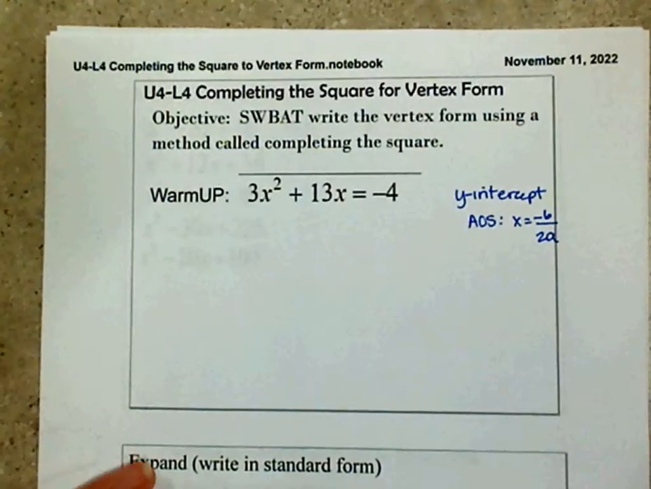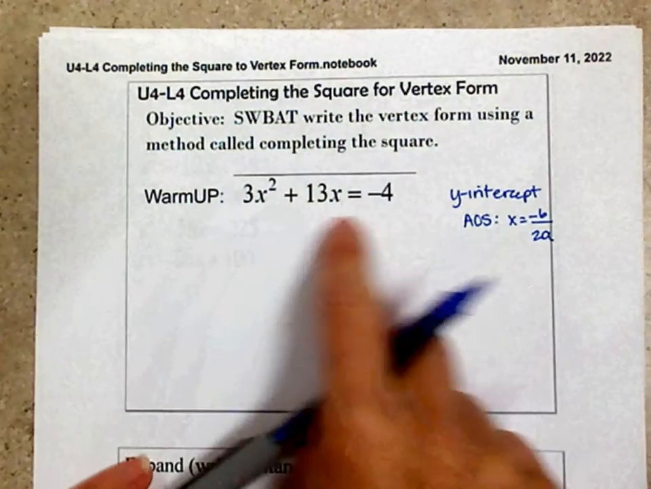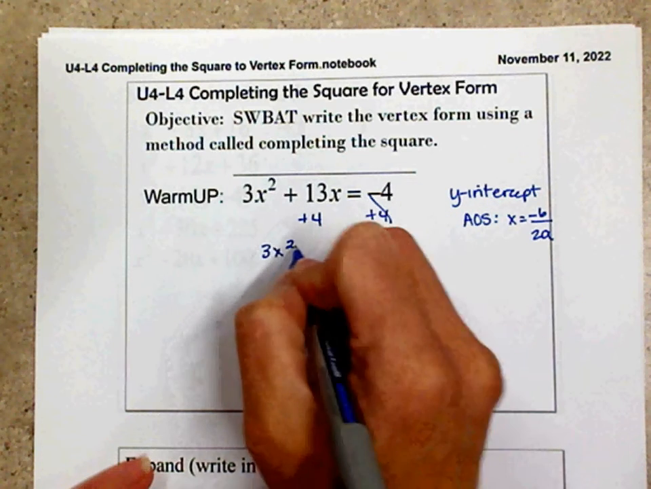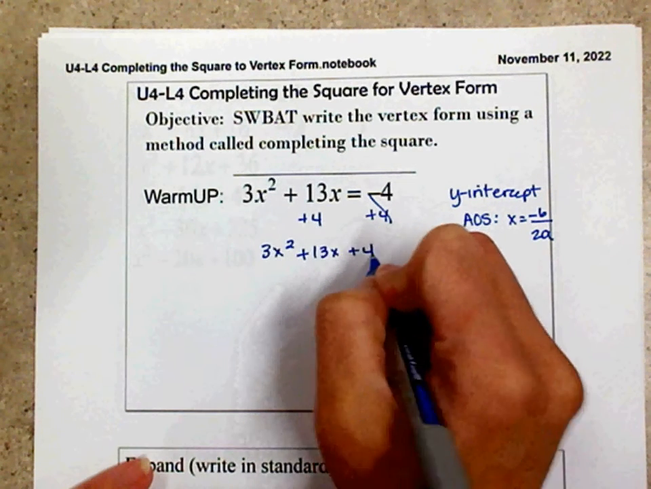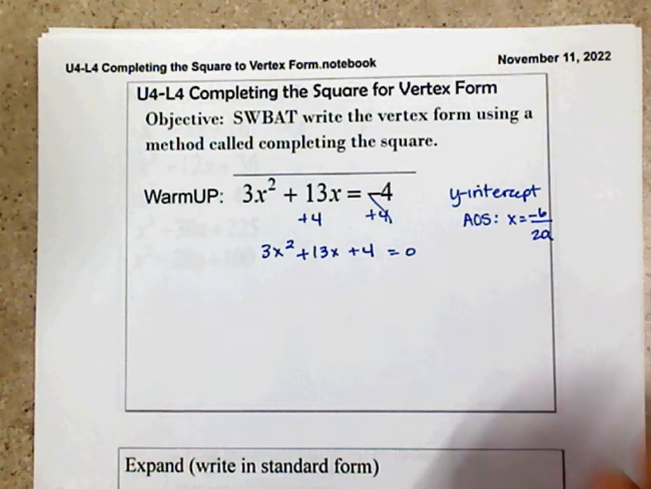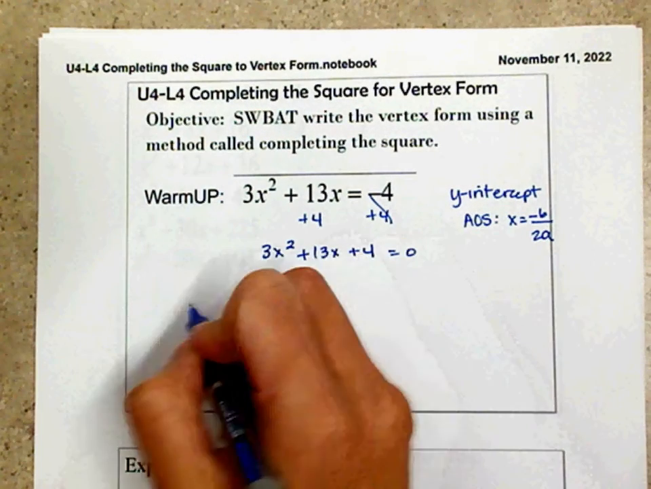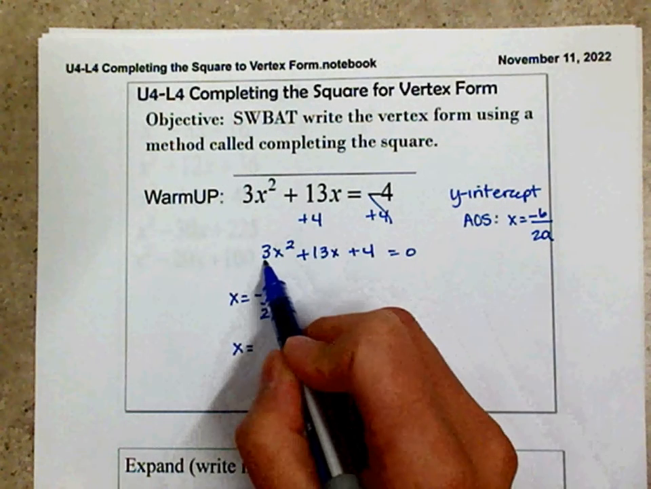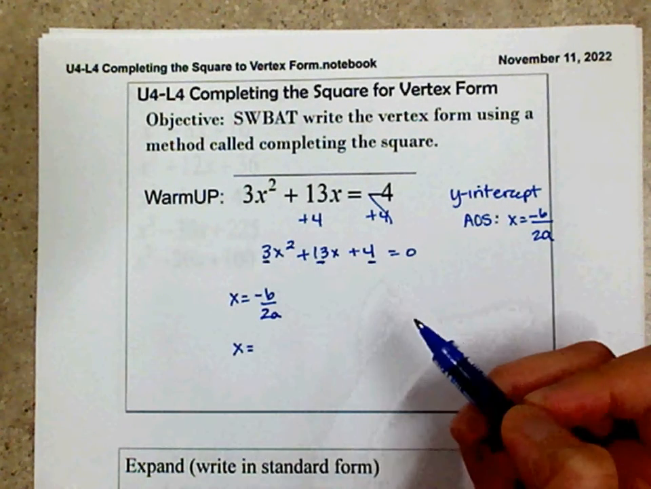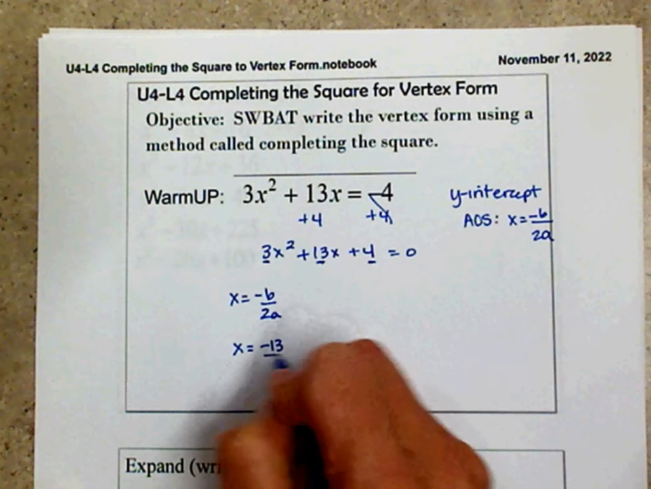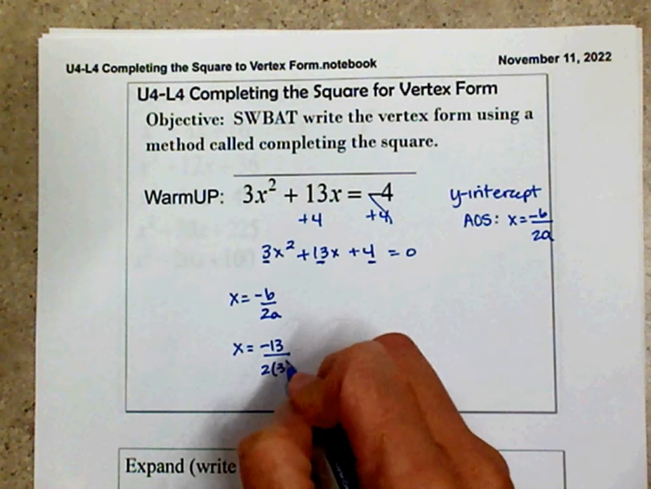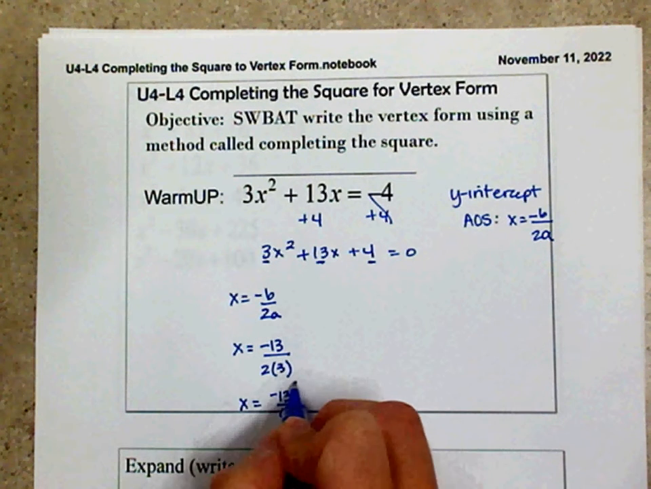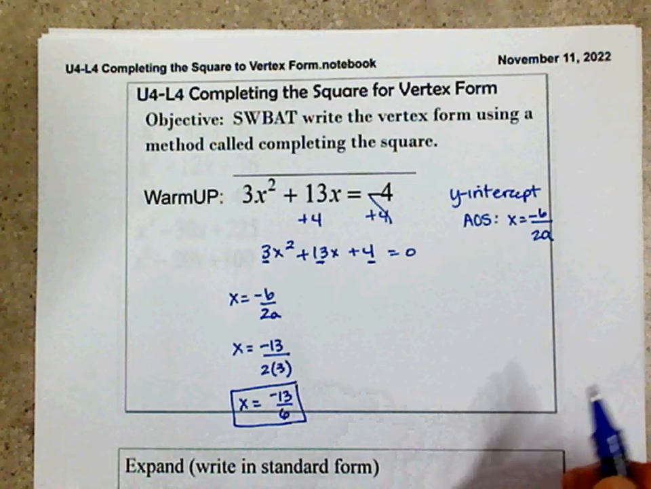All right. Now, to find your axis of symmetry, you're going to put this in standard form, so you need to add 4 to both sides. So now you have 3x squared plus 13x plus 4 is equal to 0. Okay? Your axis of symmetry is going to be negative b over 2a. So we're going to have x equal. This is your a, this is your b, this is your c. So we're going to take negative 13, my b is 13, over 2 times a, which is 2 times 3. So x is negative 13 over 6. And I can't simplify that anymore. That is your axis of symmetry.